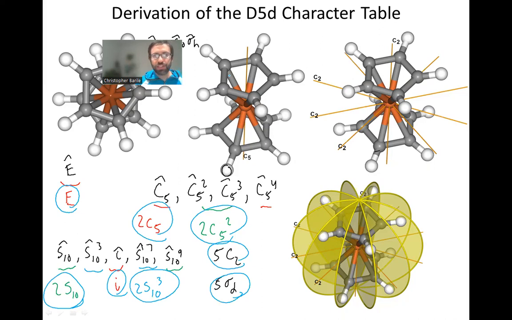So that's the first step in deriving the D5d character table. Now that we have this, in the next video we can start deriving all the irreducible representations and doing really the meat of the derivation.